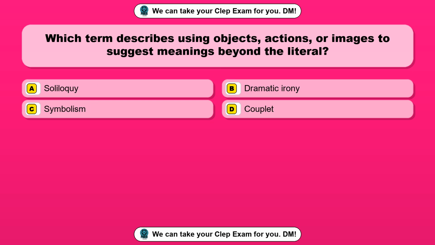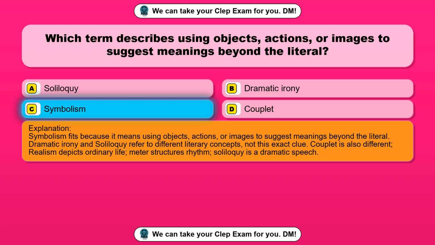Question 33. Which term describes using objects, actions, or images to suggest meanings beyond the literal? Option A, soliloquy. Option B, dramatic irony. Option C, symbolism. Option D, couplet. The correct answer is option C, symbolism.